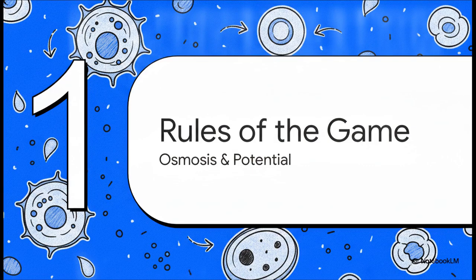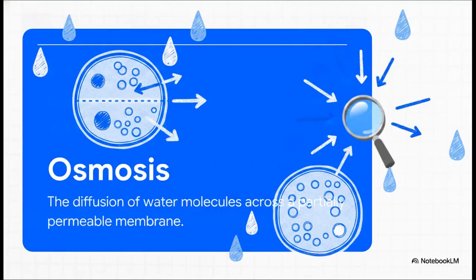All right, Section 1, the rules of the game, osmosis and water potential. Rule number 1 is osmosis. Simply put, this is the diffusion of water molecules across a partially permeable membrane. Now watch the directional arrows tracking the flow of water here. It always moves from an area of higher water potential to an area of lower water potential. It is a strictly directional flow.